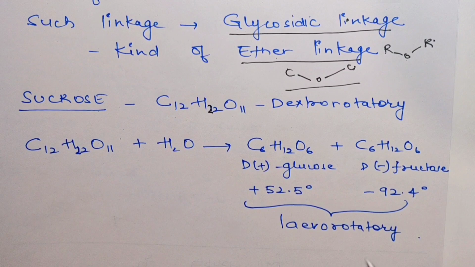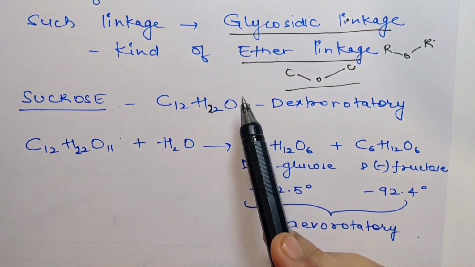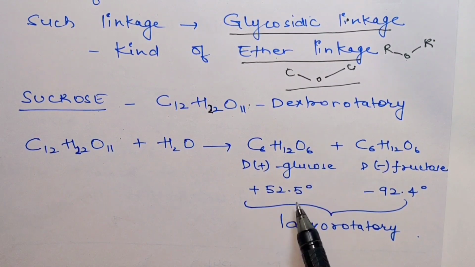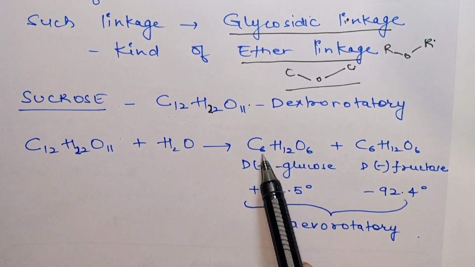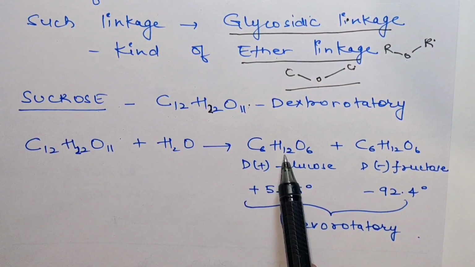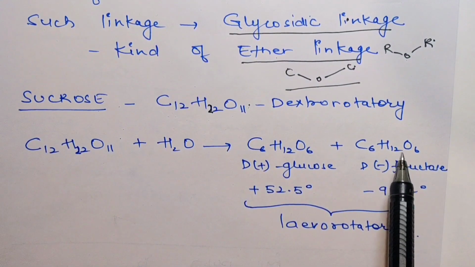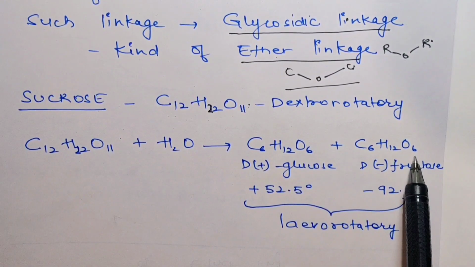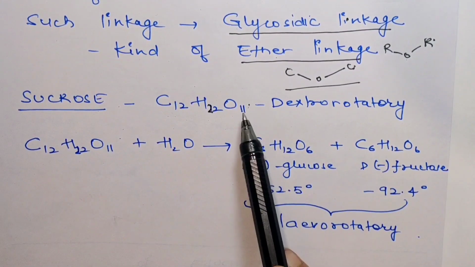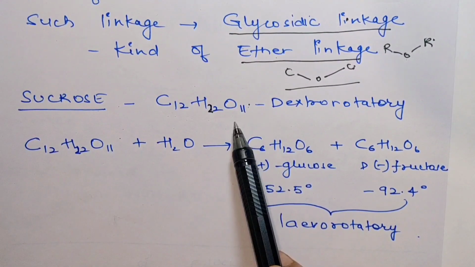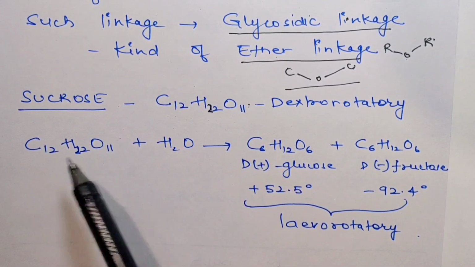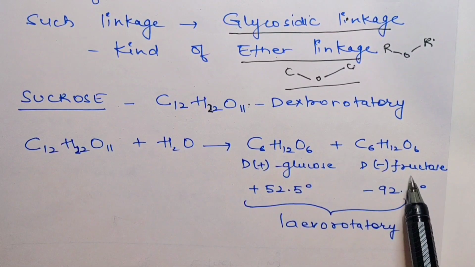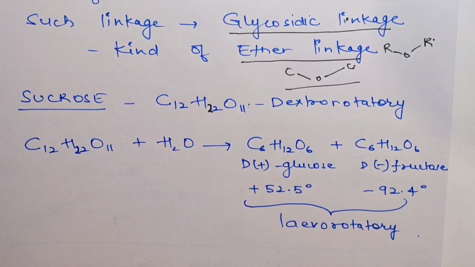Or the formula also makes sense when you think of glucose and fructose combined together minus 1 water molecule. C6 plus C6 is C12, H12 plus H12 is H24, but minus 2 hydrogens for water. Then O6 plus O6 means O12, but minus 1 oxygen because of the water. So upon hydrolysis, sucrose gives you D-glucose and D-fructose, D plus glucose, D minus fructose.